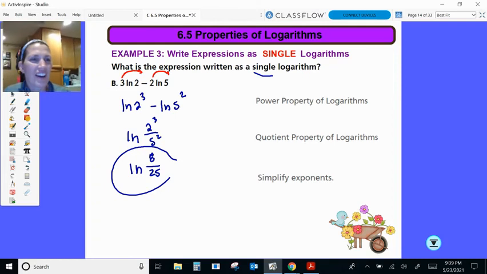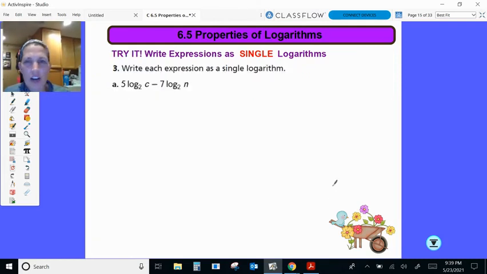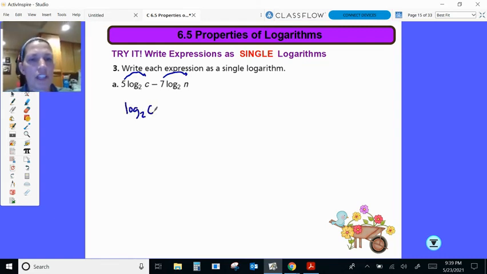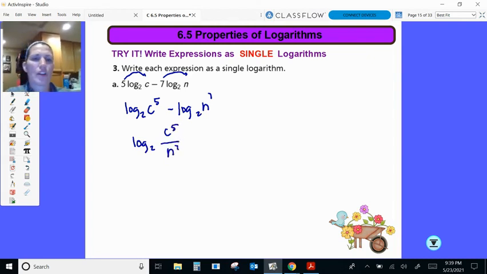You guys maybe go ahead and pause this video and do this one and see how you do. This power is going to go up here first. We have log base 2 of c to the 5th power minus log base 2 of n to the 7th power. Now I can use my quotient property because that's subtraction. So we're going to go log base 2 of c to the 5th divided by n to the 7th. And we are all condensed.